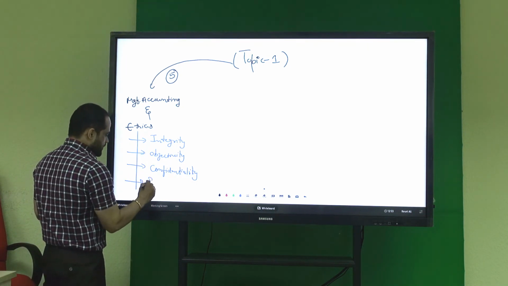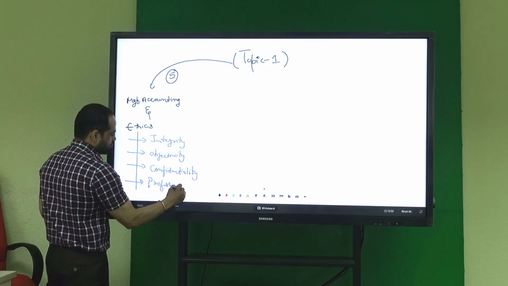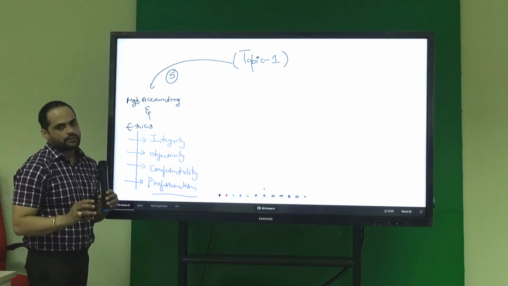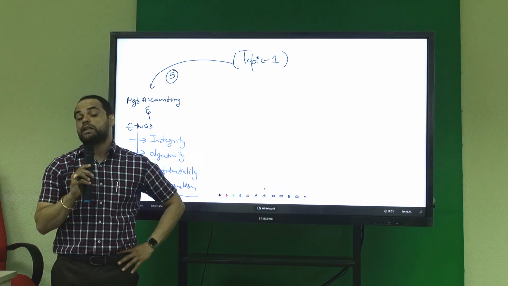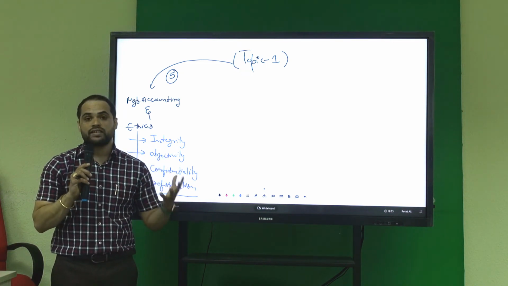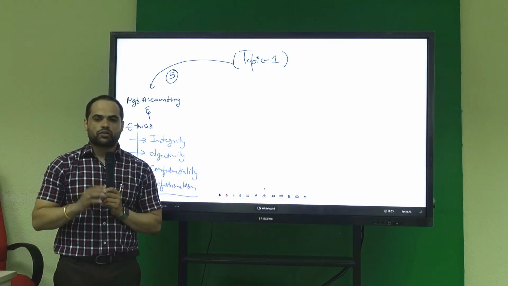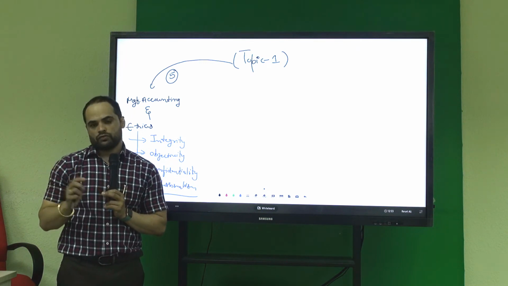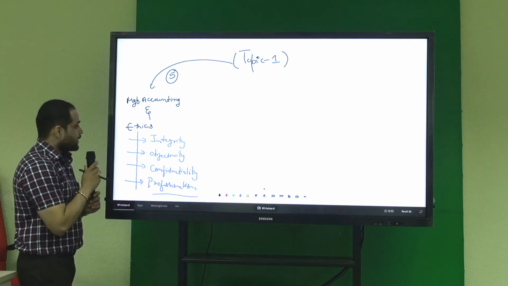And the last one is professionalism. All right, professionalism means behave professionally. Means follow all kinds of laws, rules, regulations, code of conduct, policies, principles. We have to follow all. Do not try to break any kinds of law or any kinds of rules and regulations of the company, right?